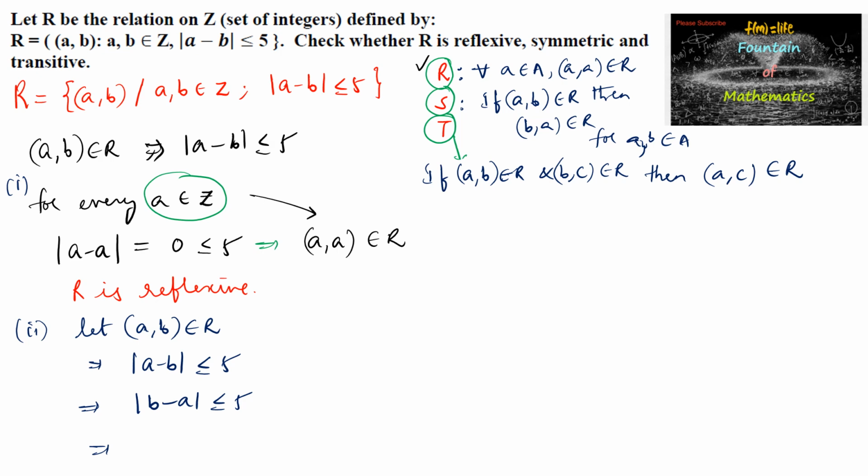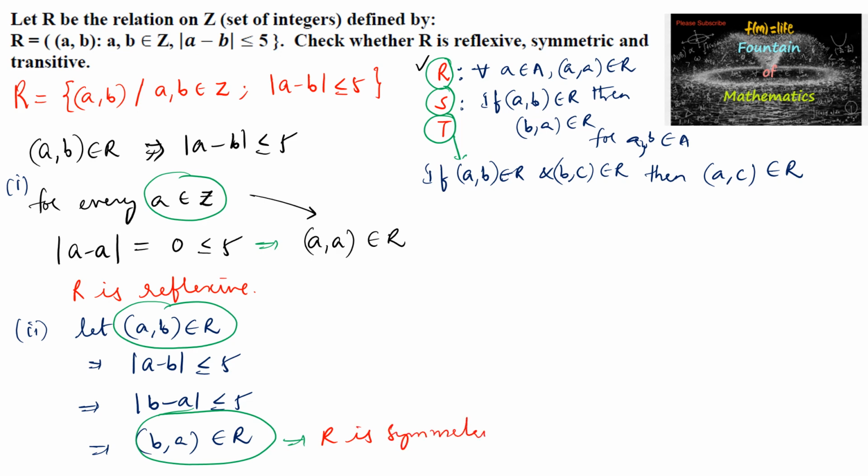Here the elements are interchanged, B minus A. We can also say that the ordered pair B comma A must belong to R. So for A comma B belongs to R, we got B comma A belongs to R, and hence we can say that this relation R is symmetric. So we got the second one, R is symmetric.